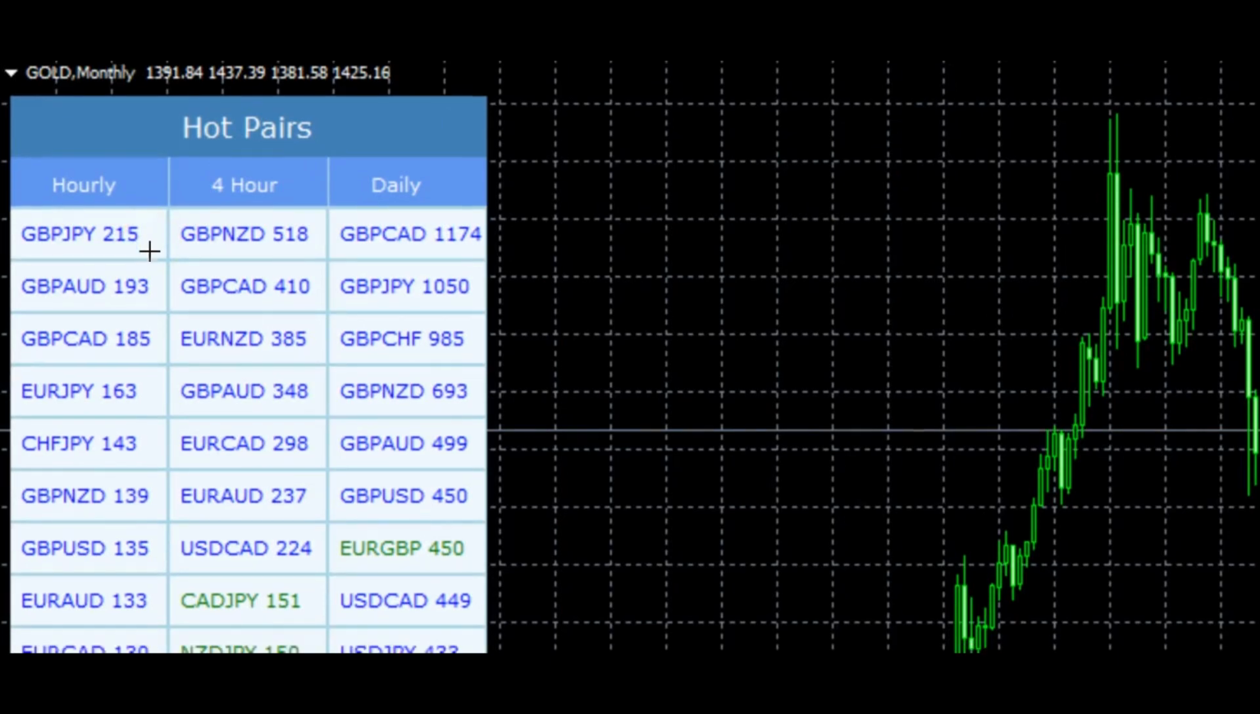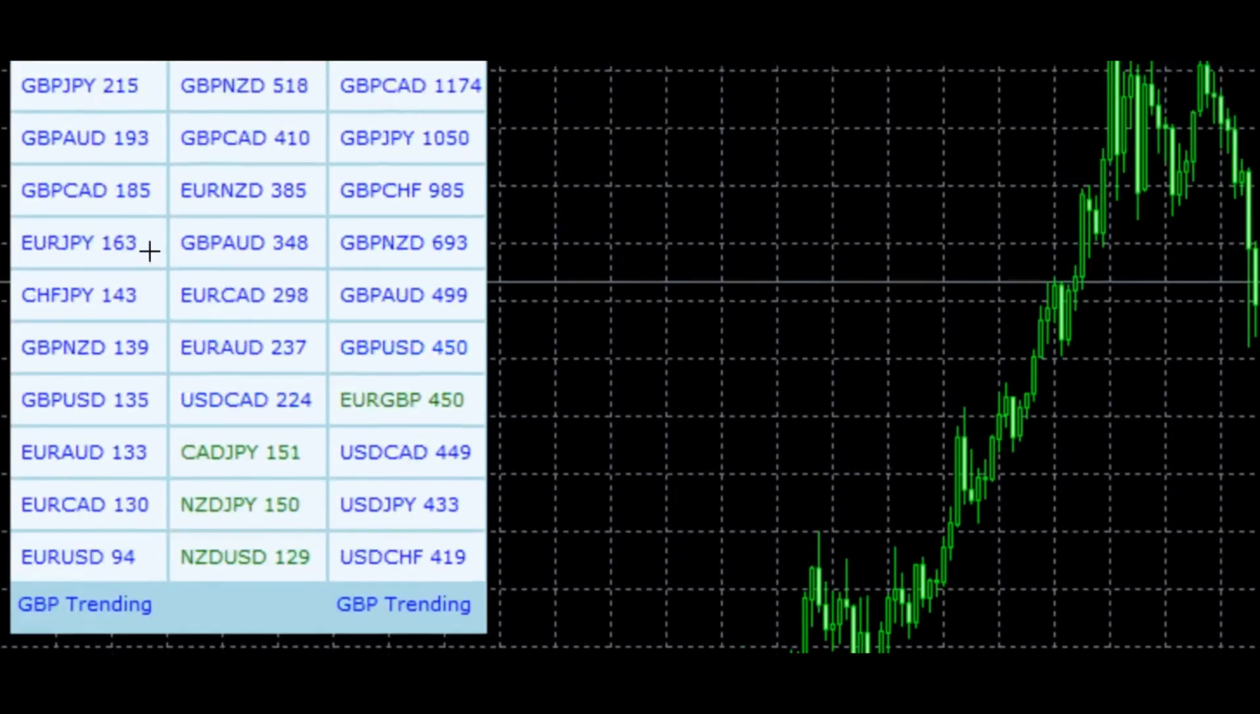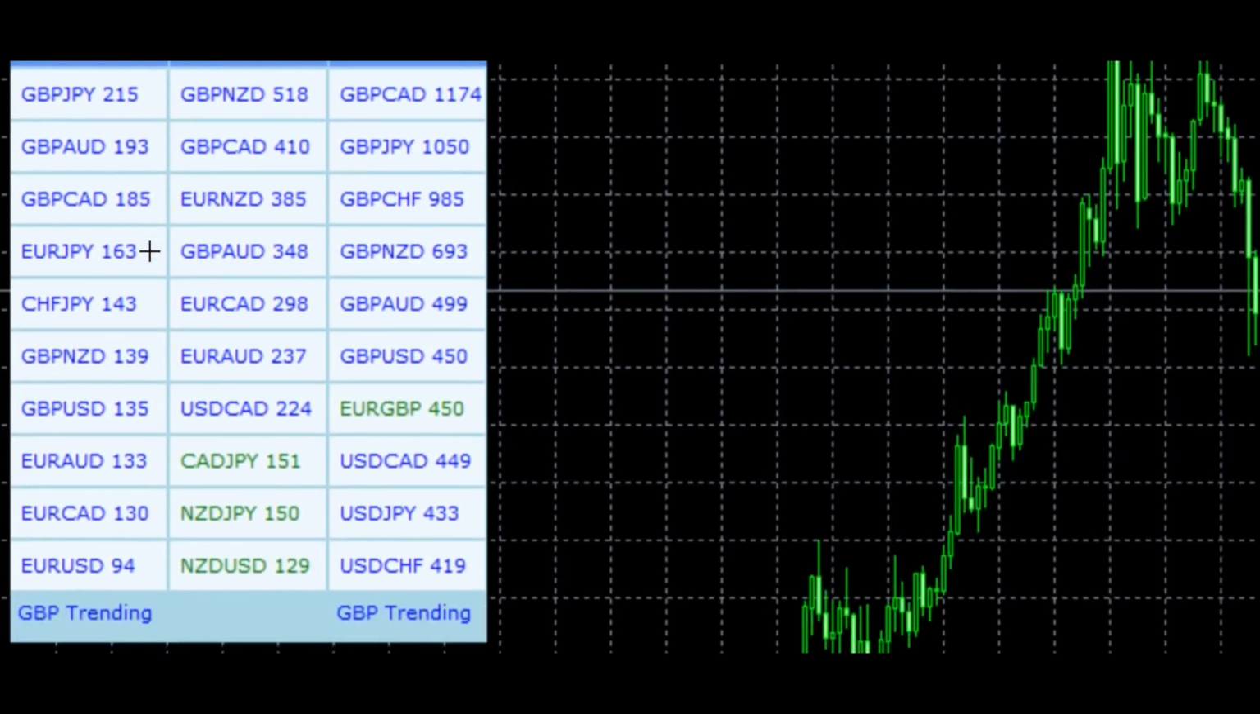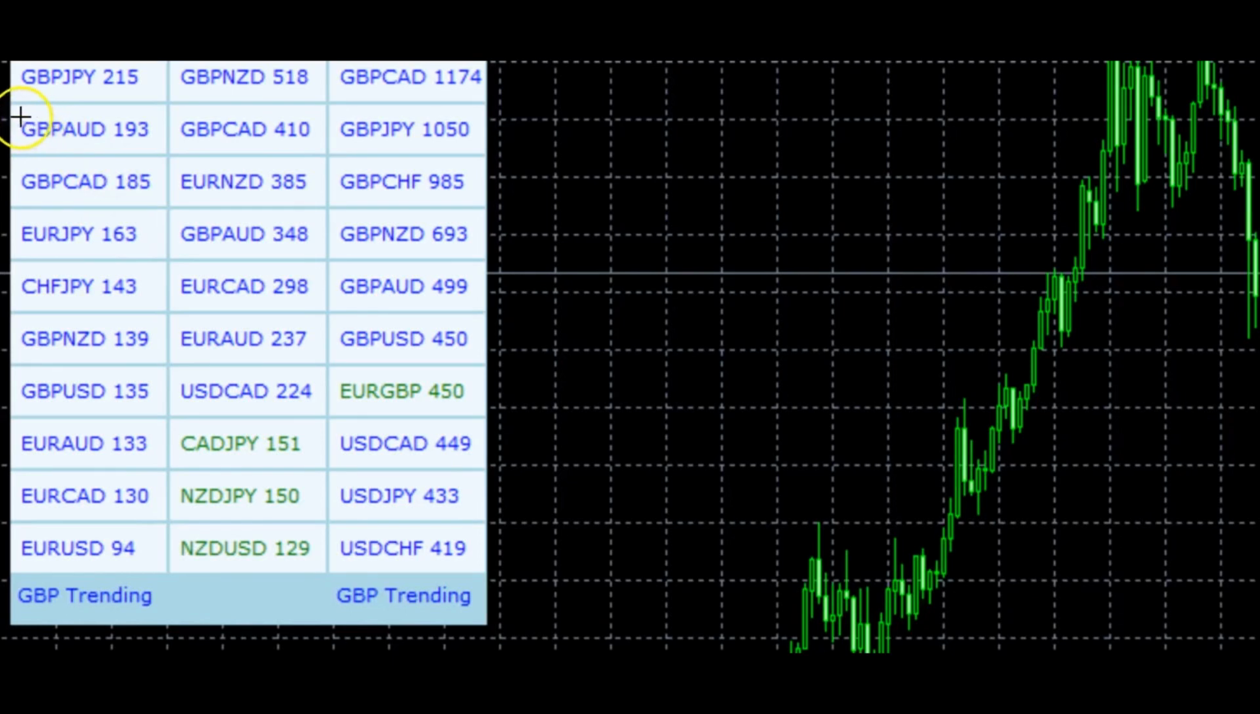In currency trading, it is not possible to analyze 28 currency pairs at the same time and pick out a trending pair. Hot Pairs Indicator identifies currency pairs forming a trend or beginning to form a trend to give the trader a better chance to win.